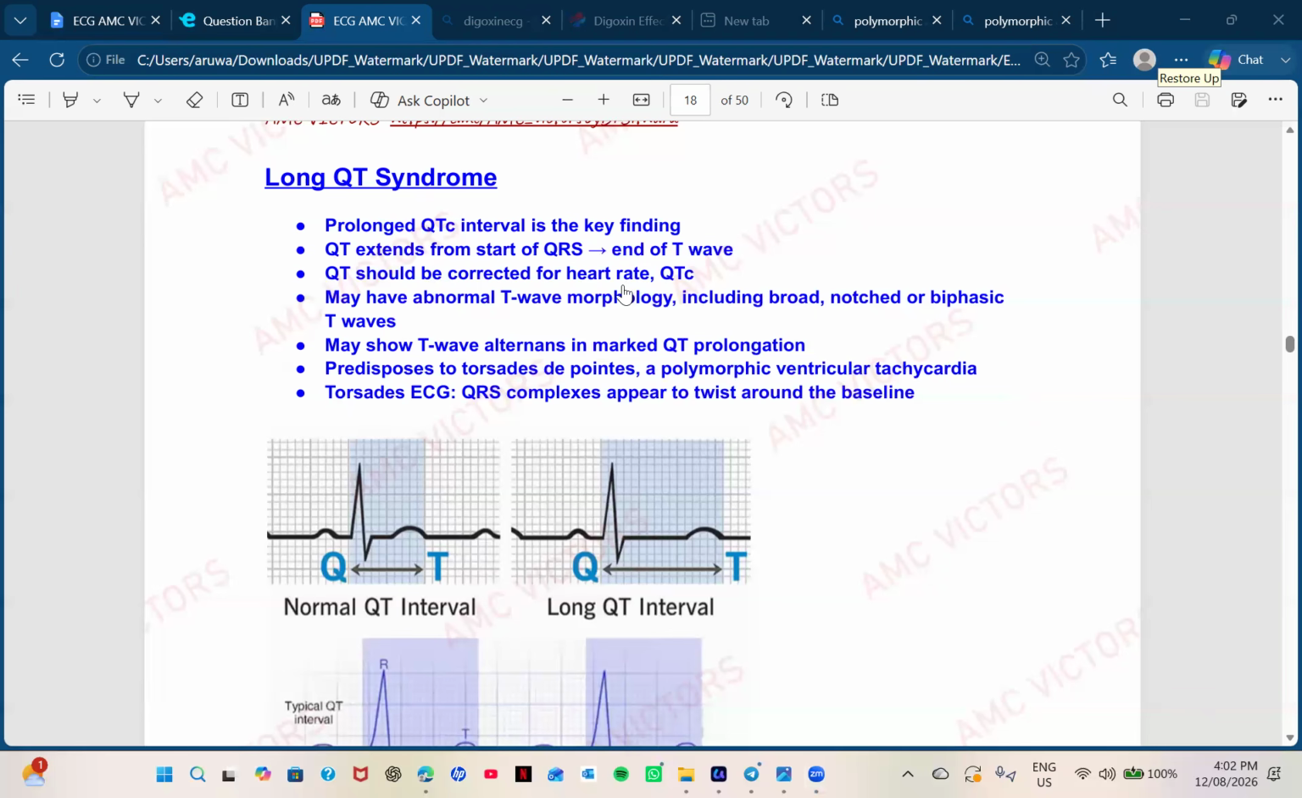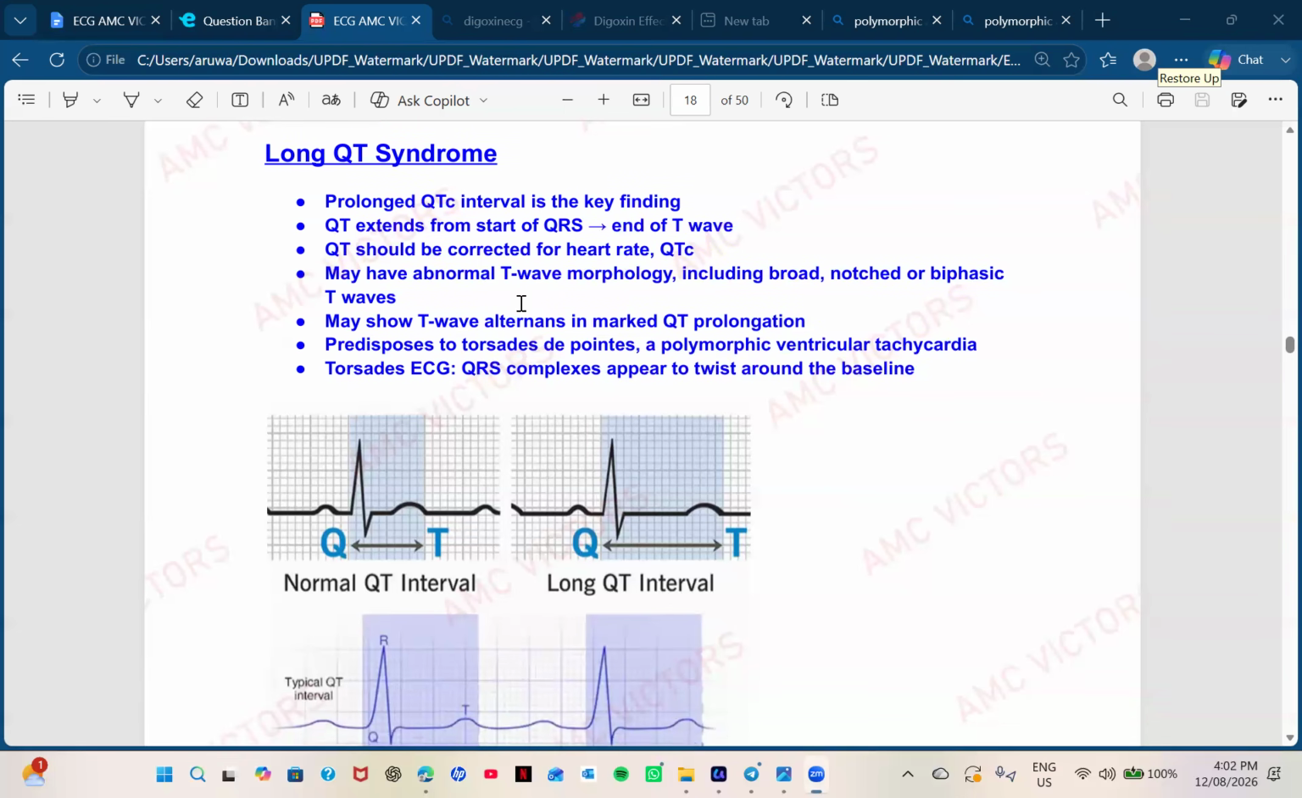Usually more than 450 milliseconds, right? 450 milliseconds. Okay, very important. Remember those things. If it is more than 500, that is high risk for torsades de pointes. Very important. The key is to remember this 450 milliseconds. Okay, so QT extends from the start of QRS to the end of the T wave.